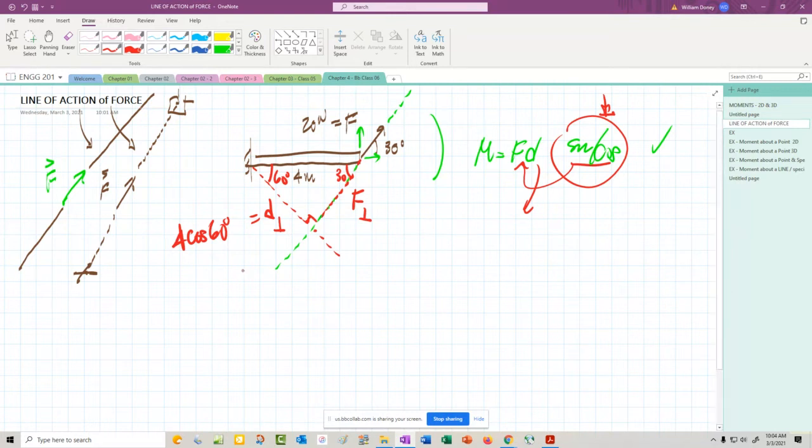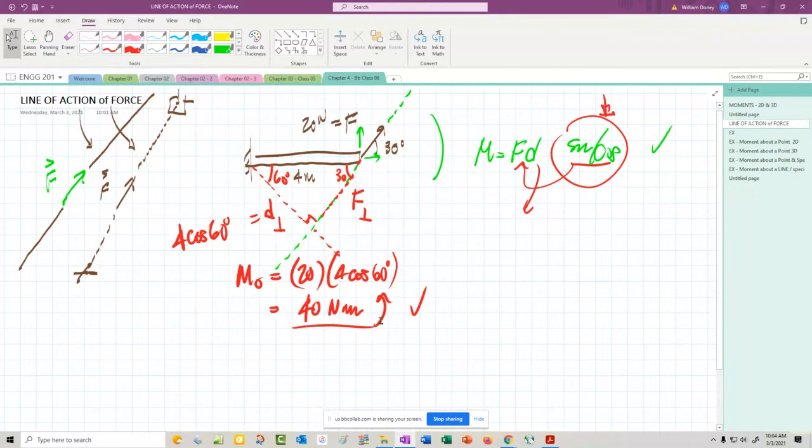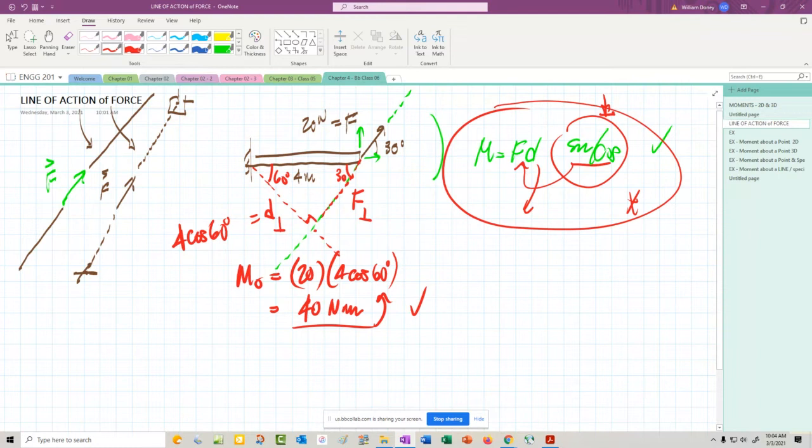To find that, the moment about O would be 20 times 4 cosine of 60. Cosine of 60 is half, so that's 2. That ends up being 40 Newton meters that way. And that's the same answer we got before. So the line of action is a way we can extend that line. Sometimes it's helpful. I still think sine and cosining the force is the easier method, at least for me. That's the way I've sort of looked at it, instead of sine or cosining the distance.